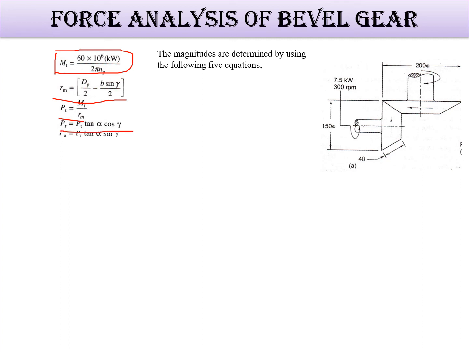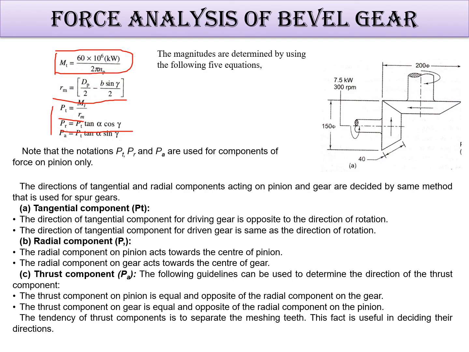Okay. And PA is equal to what? PT tan of alpha sine of gamma. Oh, my notations are overlapping. PA is equal to PT tan of alpha sine of gamma. So this is how we can get all these three forces and the components, that is the magnitude.